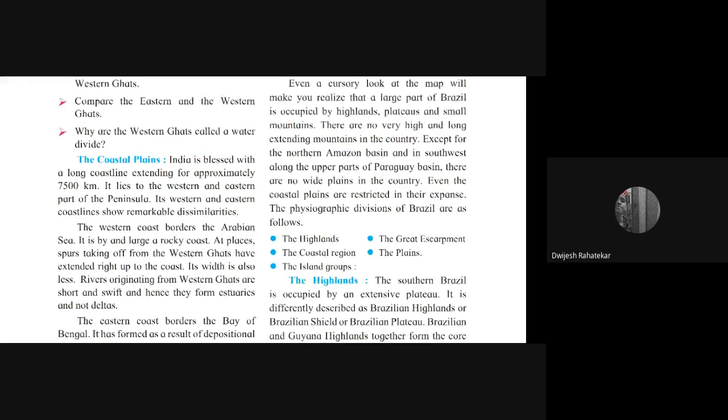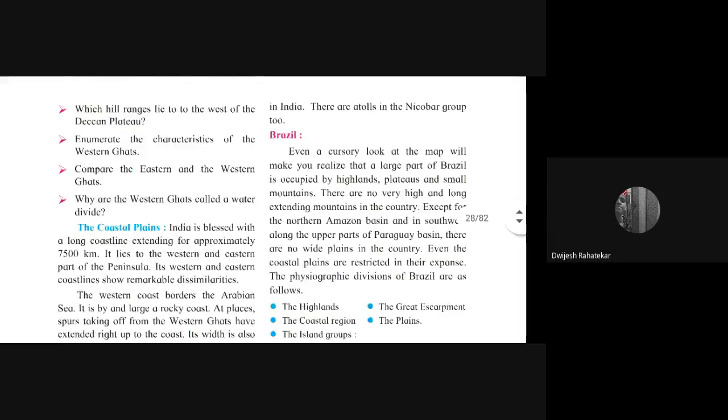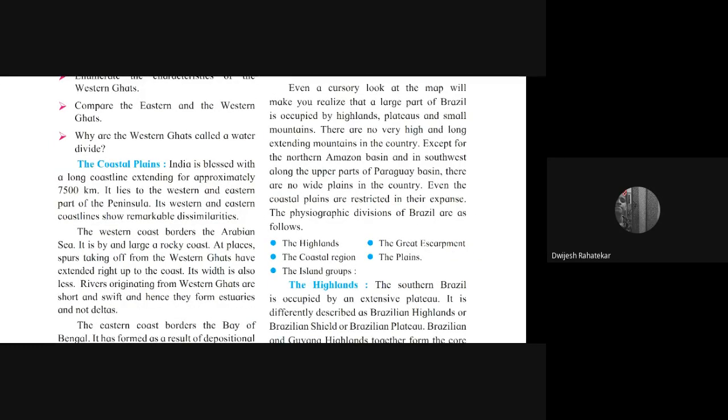They are not very high and they are not very extended far, except for the northern Amazon basin and in the southwest along the upper part of the Paraguay basin. There are no wide plains in the country. Okay, what are they saying? There are no wide plains in the country. As we have seen, there is the northern plain in India. Likewise, there are not many plain regions in Brazil, except the Amazon basin, the northern Amazon basin.